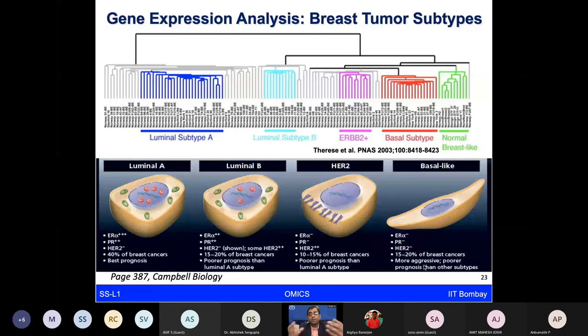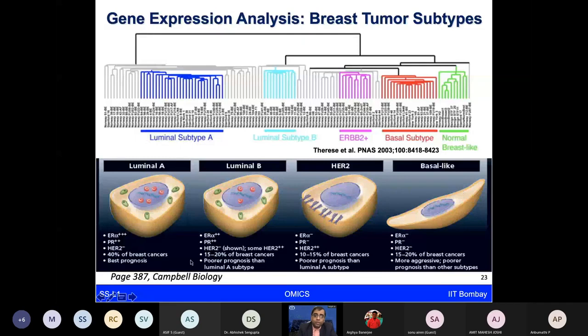Eventually, when people looked at the gene expression profile and the mutations of those, they realized that breast cancer is not one cancer, it is actually 4 different types of cancer. And there are 4 subtypes of that: luminal A, luminal B, HER2, and basal-like, given the type of gene expression patterns which is very distinct in these 4 different subgroups.